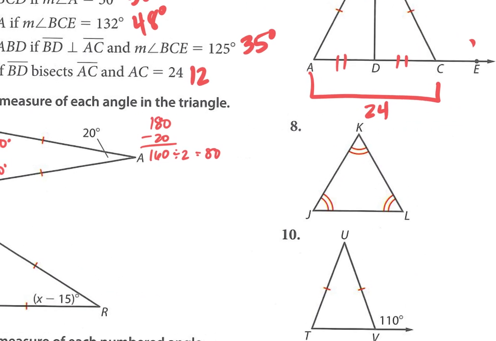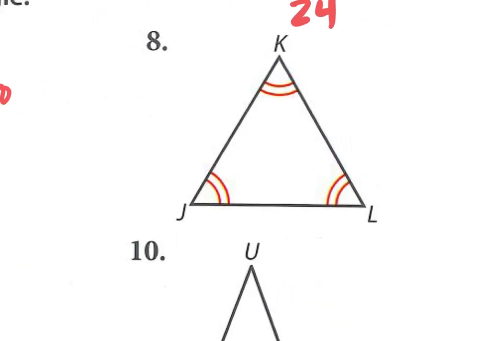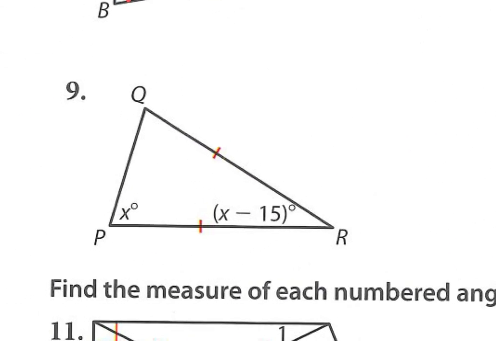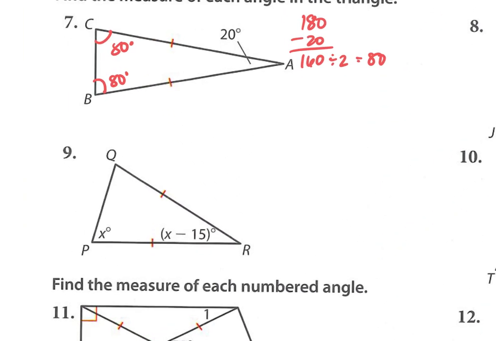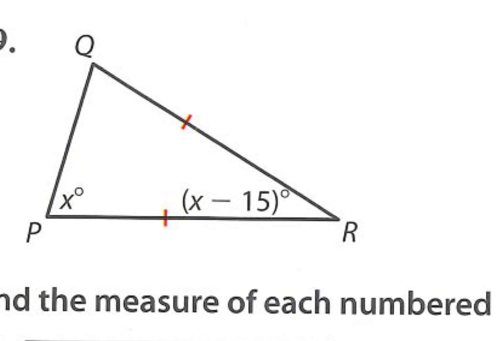Okay. What about number 8? Because they're all equal. Exactly. They're all equal. They have to all be 60. What about number 9? I can't remember. What did this say? It said find the measure of each angle. So it's our goal to find the measure of each angle. How am I going to do that on this one?